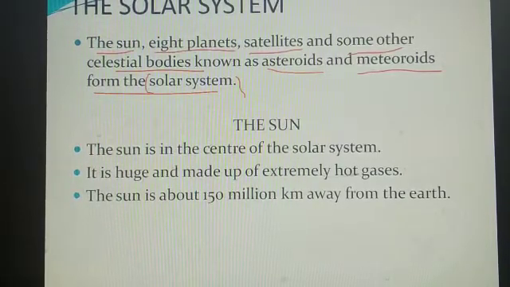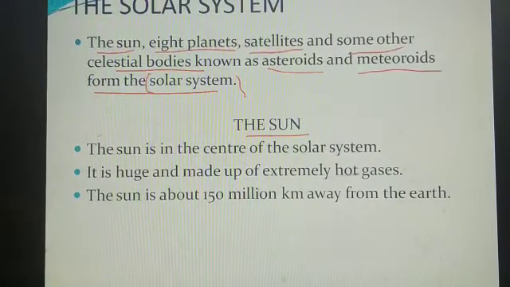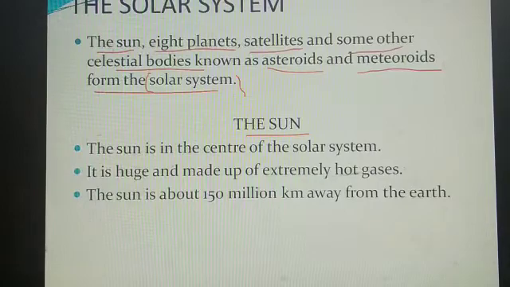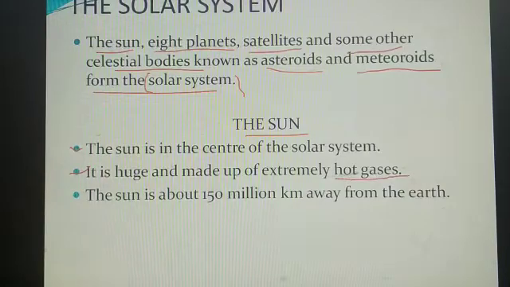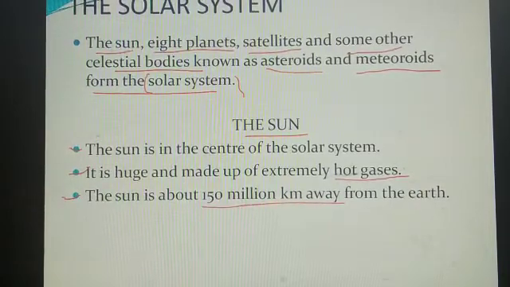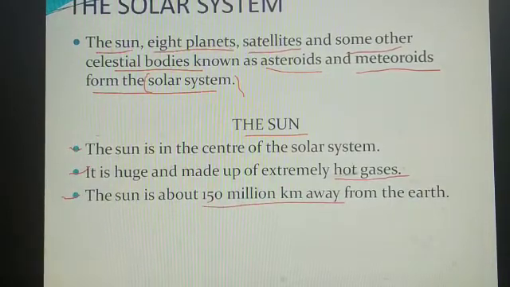Okay, so let's start from the sun. The sun is in the center of the solar system, and it is huge and made up of extremely hot gas. And the last point is that the sun is about 150 million kilometers away from the earth. Okay, the sun is 150 million kilometers away from our planet, that is the earth.